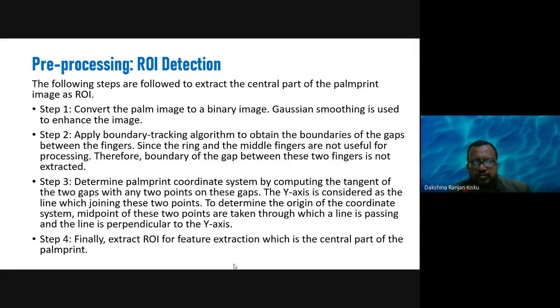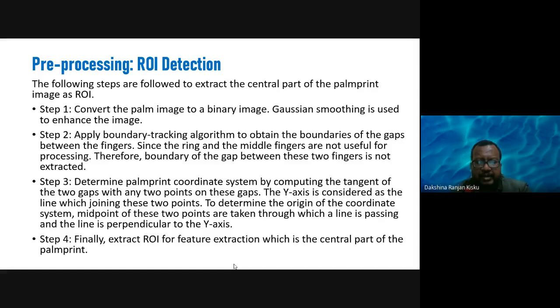This Gaussian smoothing filter is a low pass filter. What we know about a low pass filter is that it attenuates the high frequency signals and passes the low frequency signals. Therefore, the Gaussian smoothing filter is used as the low pass filter to remove noise. Okay. If we want to remove the noise on a palm image, we should use the Gaussian smoothing filter, which enhances the image by removing noise. Okay. After smoothing the image, we convert the palm image to a binary image.